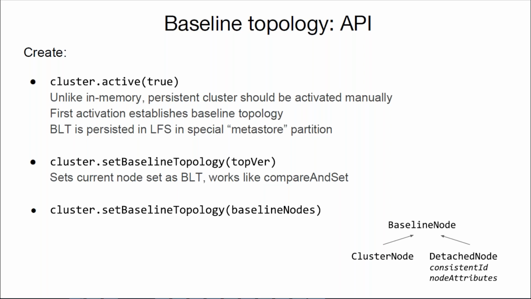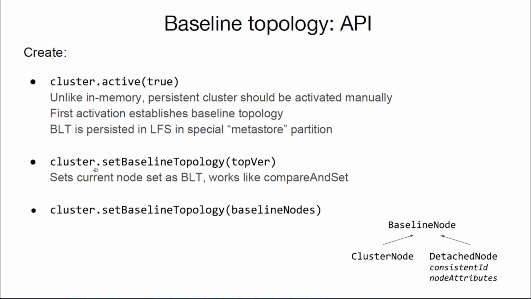If you want to grow or shrink your topology, you can just call the method setBaselineTopology and pass a topology version. Topology version is just a long, and it can easily be extracted from logs, and it can be extracted from the control.sh script. If you run control.sh, it will show the current topology version.